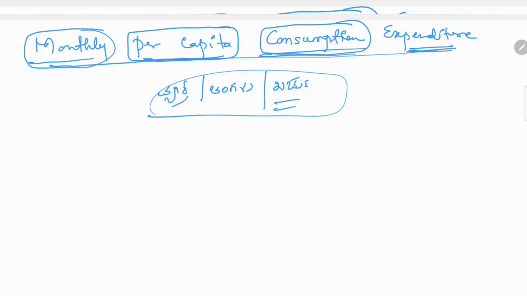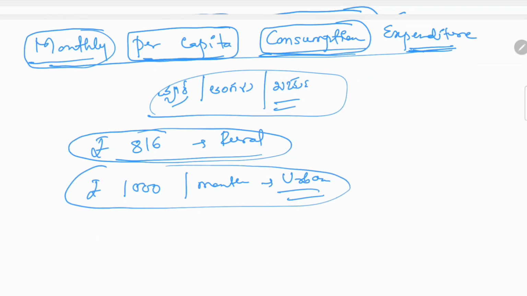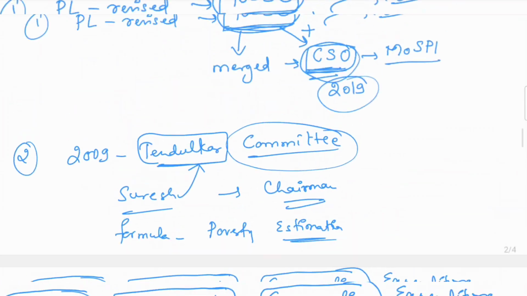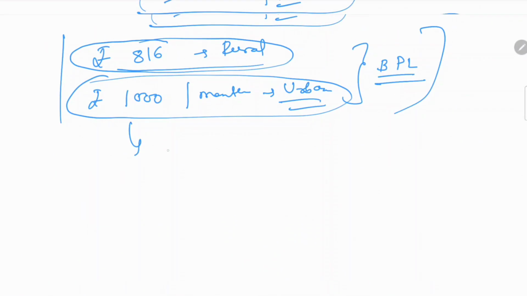They came up with an estimation that monthly rupees 816 for a rural person, for a single person, should be the poverty line, and for urban areas it is rupees 1000 per month. This is for rural and this is for urban. So this is the per capita consumption expenditure for a month; someone who is below these lines can be classified as below the poverty line. So this was the method of the Tendulkar committee in the year 2011. It was formed in 2009, but they gave the report in 2011. This official poverty estimation was applicable from the financial year 2011-12.